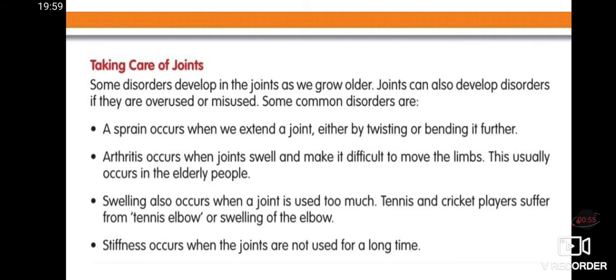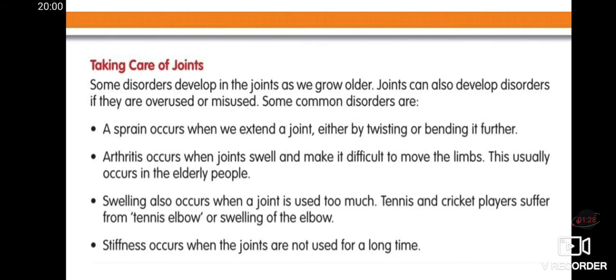Have you heard of people complaining of knee pain, joint pain in fingers or toes, sprains? Why do our joints pain? What do you think about this? Children, if we have an injury in our joints, how will we come to know that we are injured or not? We get pain. Sometimes the joint does not work properly.